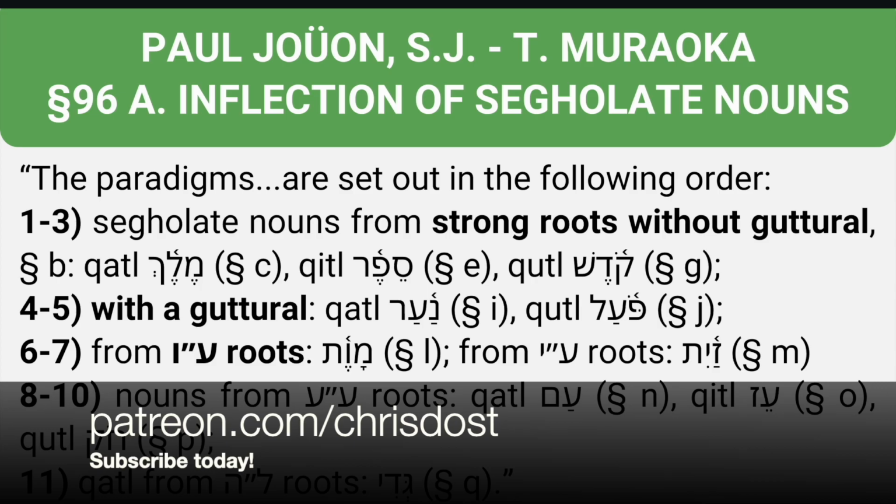Now, we also pointed out that there are different paradigms, different types of segholates, and in this series, we're just looking at types 1 through 3. But at least by presenting this here, you at least know where to go. And if you want me to do more videos on this, just let me know and I'll happily do more.